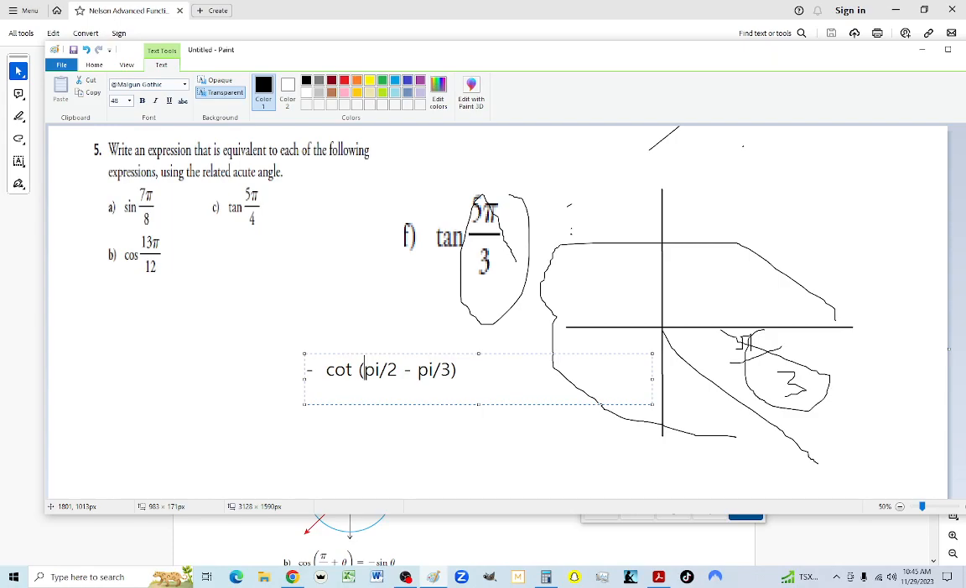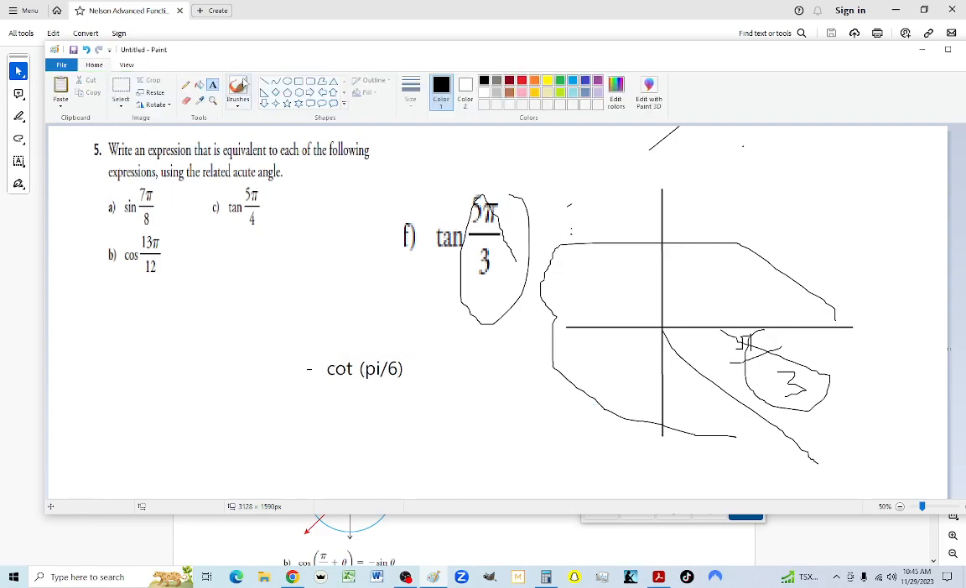Pi over 2, multiply both top and bottom. Multiply this by 3. Multiply this by 2. And you get pi over 6, which makes sense. And because that's in quadrant 1, we have to make it negative to match this one, which is in quadrant 4, which is negative. So because this one is in quadrant 4 and comes out negative, this one is in quadrant 1 and would come out positive, so we have to multiply it by -1.